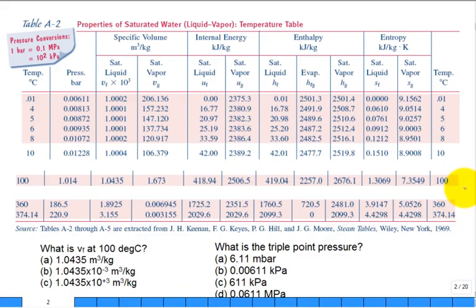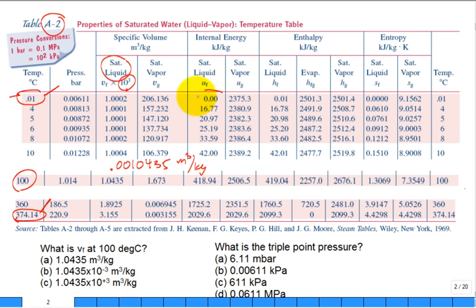There's a lot of data on this table. Last time we covered it. What is the starting point for table A2? What is that first entry? And what's the very last entry? One is the critical, one is the triple. So what's the first entry? Triple point. And the last one? Critical point. All right. And we did talk about this factor of 10 to the 3. If you wanted to get the specific volume, let's say at 100, it would be 0.0010435 meters cubed per kilogram for saturated liquid.